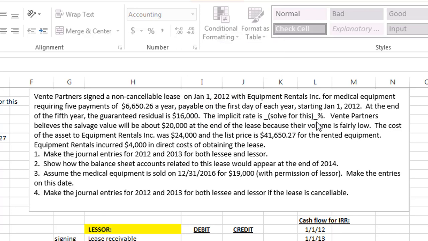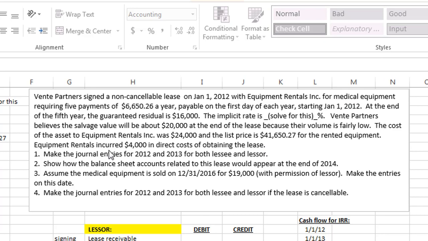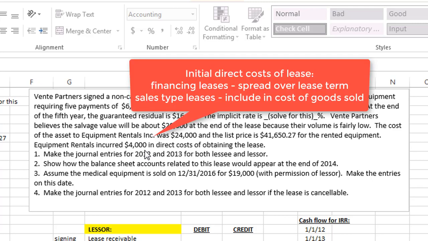Okay, the implicit rate is not given. We're going to have to solve for that. Vente Partners believes the salvage will be $20,000 at the end of the lease because their volume is low, and so they think it's going to be greater than the $16,000, and they could use a different salvage, but the final payment will be $16,000. The list price is $41,000, meaning that we cannot capitalize this lease for greater than the list price. And then the lessor incurred some direct costs in obtaining the lease, and those are spread straight line over the term of the lease.